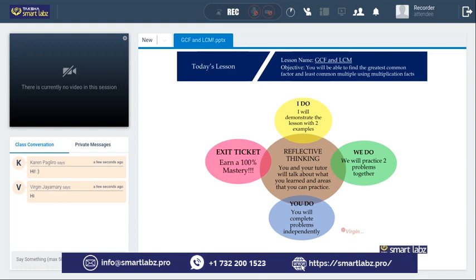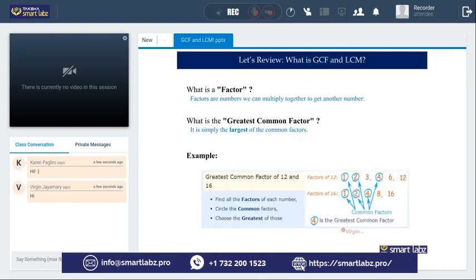Okay. All right. So first of all, what is a factor? Can you read the blue part for me, please? Factors are numbers we can multiply together to get another number. Okay, great. So do you know what a factor is? Yeah. Okay, all right, great. So what is a greatest common factor then? It is simply the largest of the common factors.